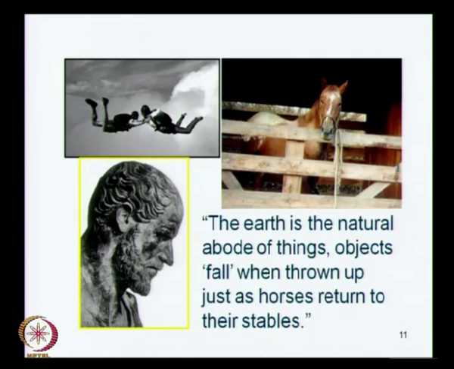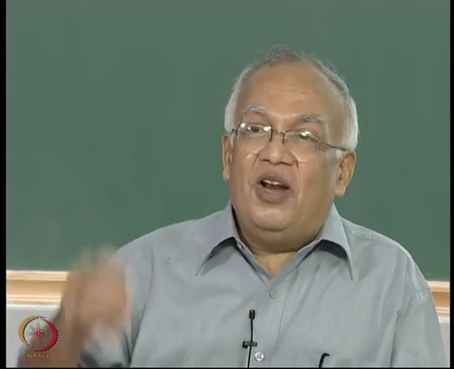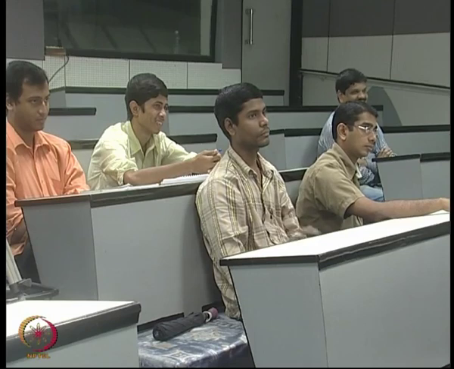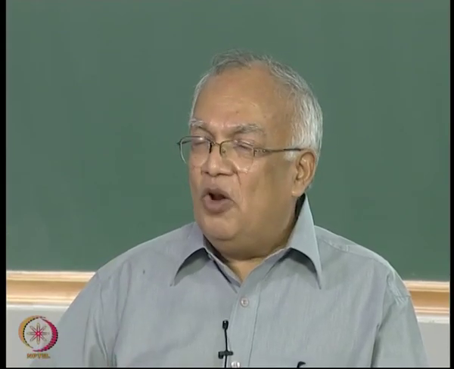Now, in the earliest times, among the Greek philosophers, mathematicians and scientists, it was believed that objects fall because the earth is the natural abode of things, and objects fall when thrown up just the way horses would return to their stables. Okay, cattle, horses, dogs, they just come back. And the general belief was that if you let go of an object, earth being the natural abode of these objects, they would come back home. And this explanation was considered to be perfectly satisfactory. Everybody was fully satisfied. The answer looked so logical, so reasonable, because it matched the experience of the time. No questions asked. People subscribed to this idea and they absolutely believed.